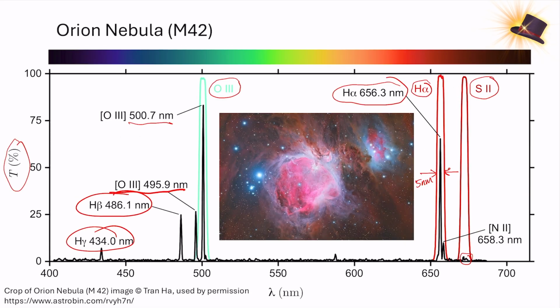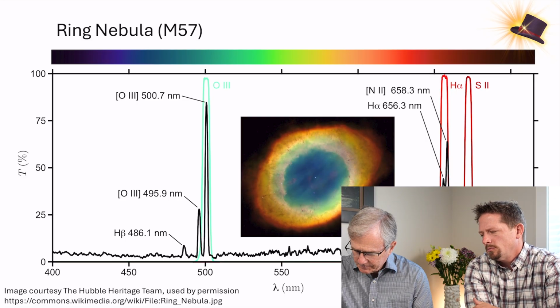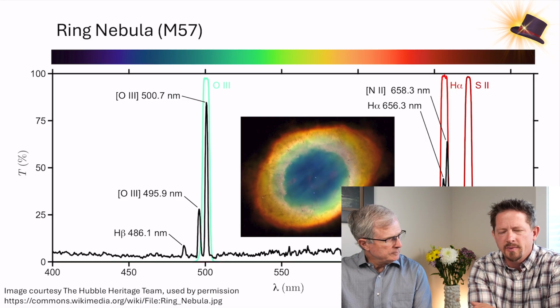On the other hand, based on this slide, if you have a monochrome camera, or even a one-shot color camera, and you're trying to get sulfur from the OIII Nebula, you're not going to get much. It's probably not worth your time. So it's good to know how to spend your time, especially if you're doing monochrome on an object.